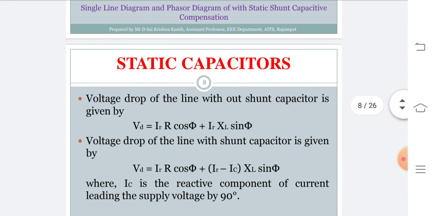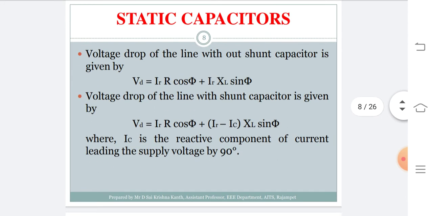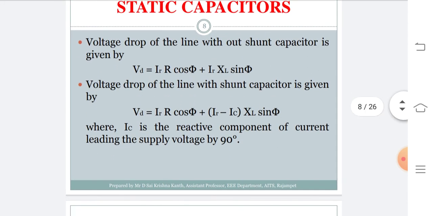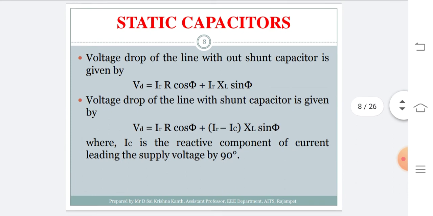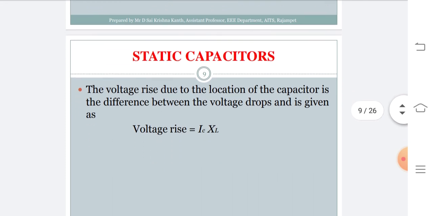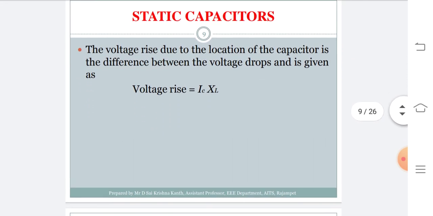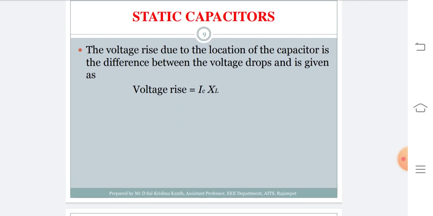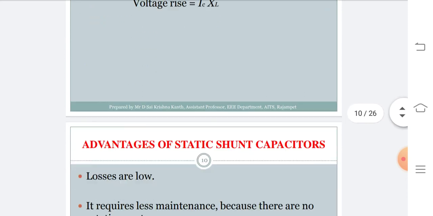The voltage drop without shunt capacitor is given as Vd equals Ir R cos phi plus Ir XL sin phi, whereas with the shunt capacitor it is Ir R cos phi plus (Ir minus Ic) into XL sin phi. That is, the reactive component of current is represented as Ic, which is leading the supply voltage by an angle of 90 degrees. Therefore the voltage rise with and without shunt capacitor compensation is given as Ic XL sin phi.